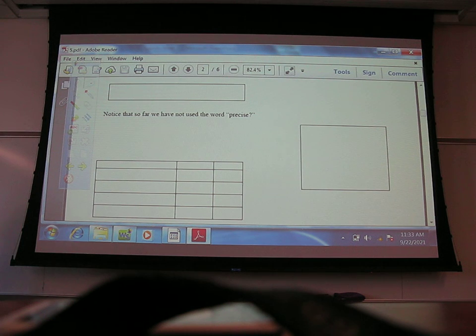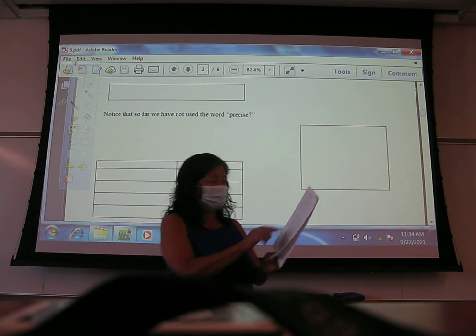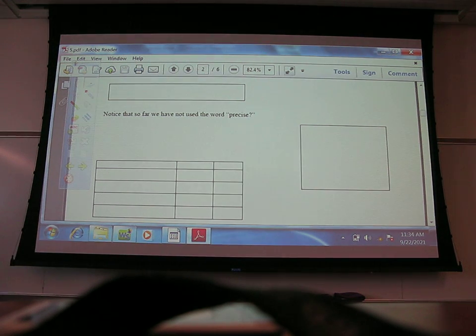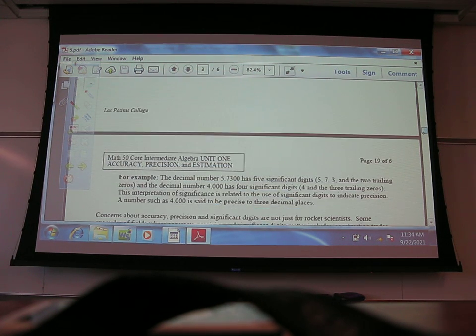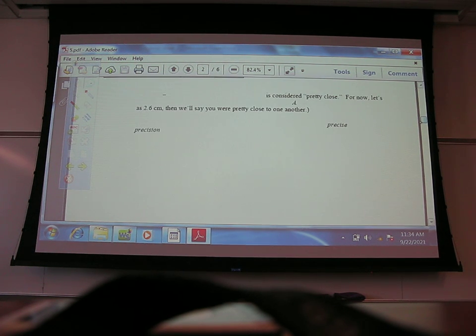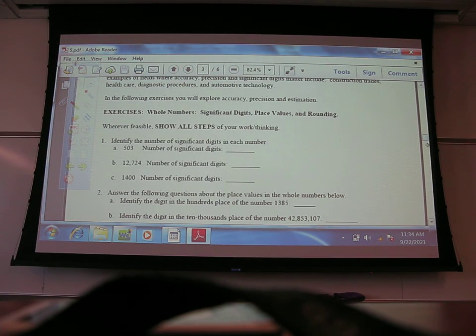So what we're going to do is hop down to significant digits, towards the bottom of the page. I'll slide down there myself. Let me see what I'm talking about. Oh, like sig figs in chemistry. Right.